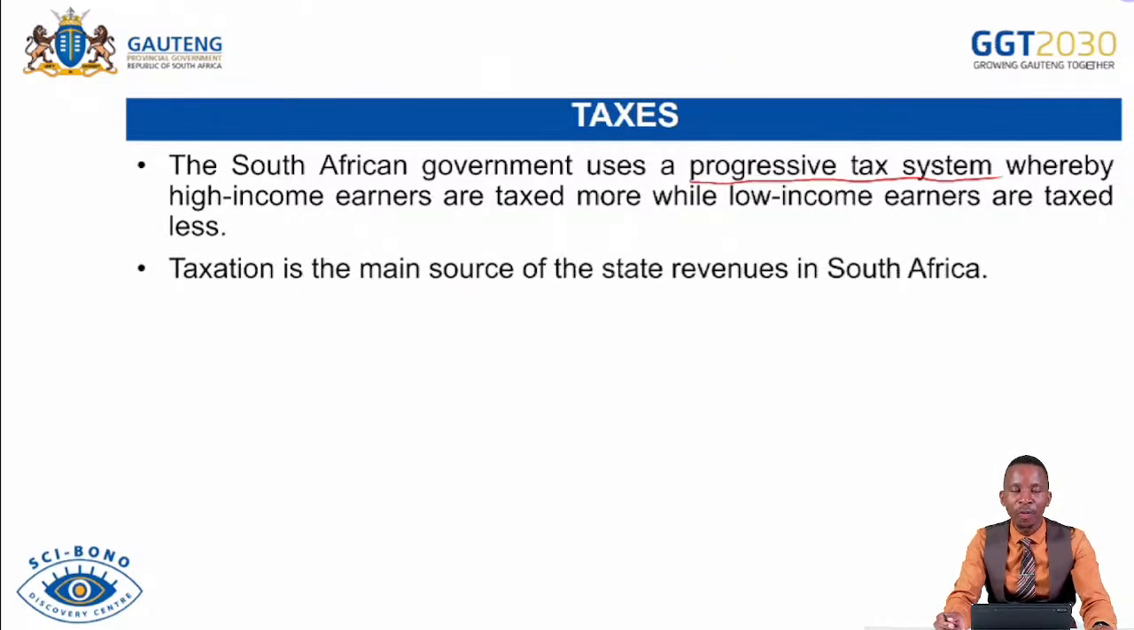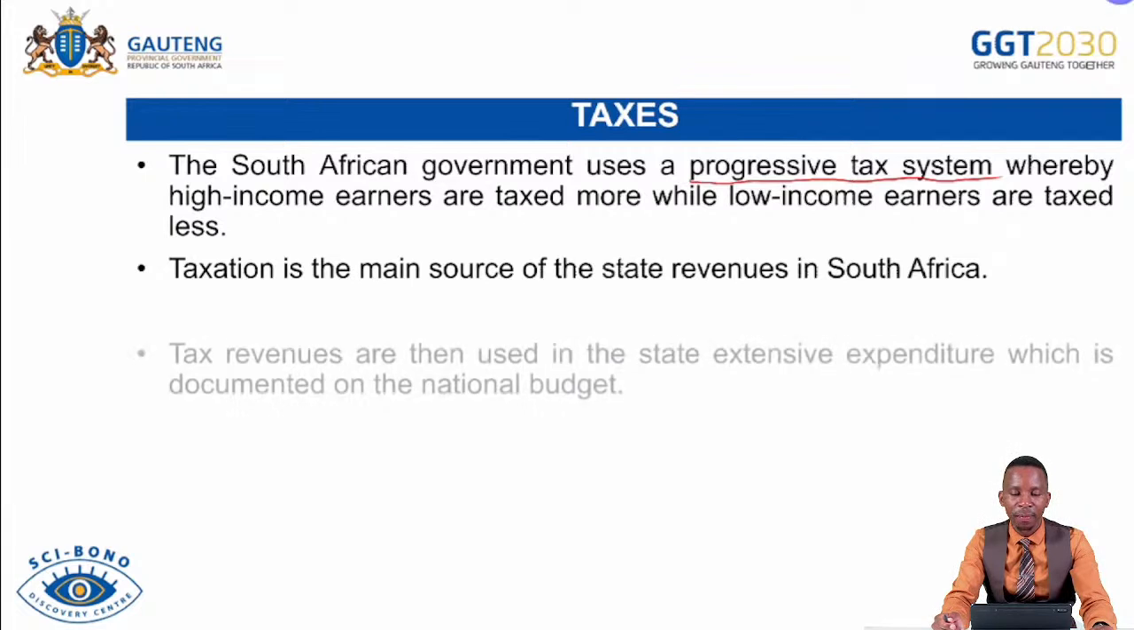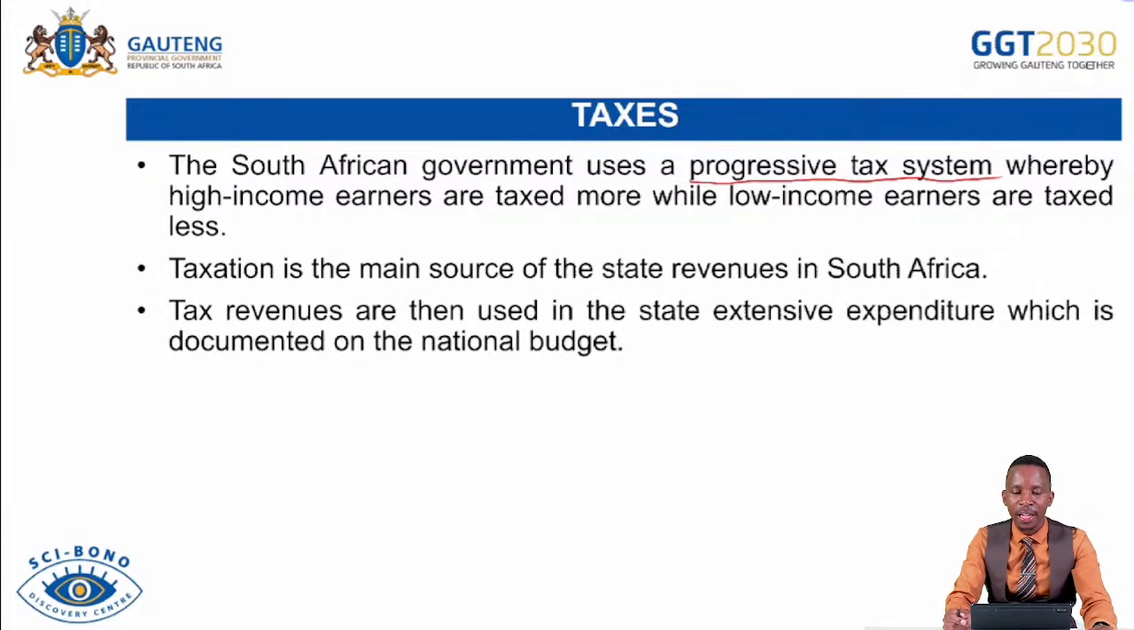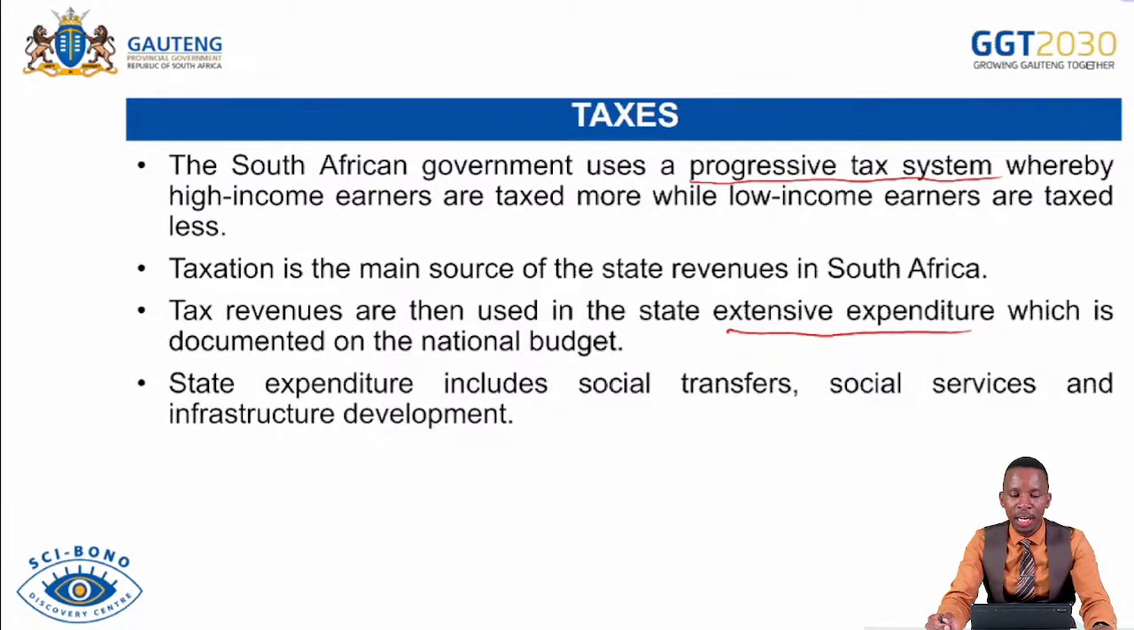Taxation is the main source of government state revenue in South Africa, and then the tax revenues are used in the state's expenditure, which is documented in the national budget. So these revenues are the ones that are used in the allocation of the state budget. And the state expenditure includes social transfers, social services, and infrastructure development.